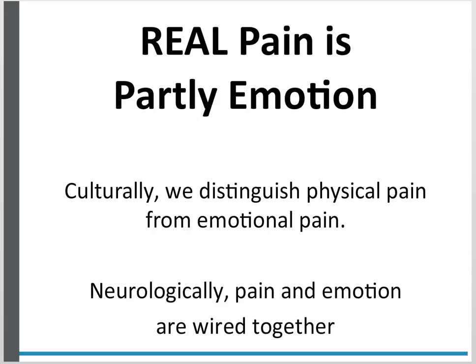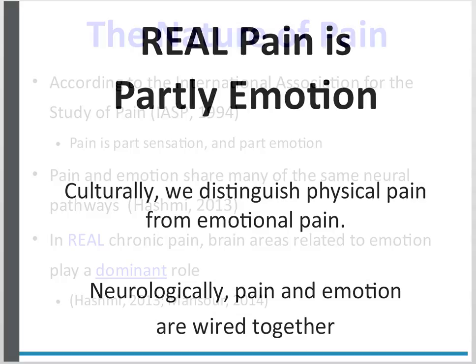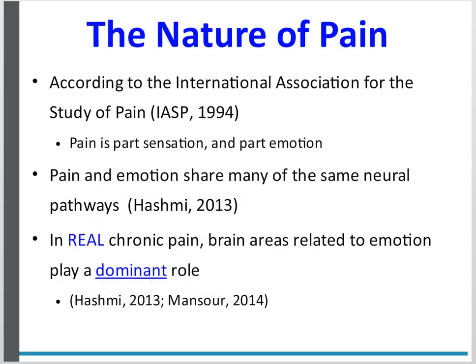Culturally, we distinguish physical pain from emotional pain. But that's not true. Neurological studies show that pain and emotion are wired together. After struggling with this for years, in 1994, the International Association for the Study of Pain published their definition of pain. What they concluded was pain has a dual nature. In part, pain is sensation, like a sense of touch or smell. But in part, pain is an emotion, like anxiety or depression.